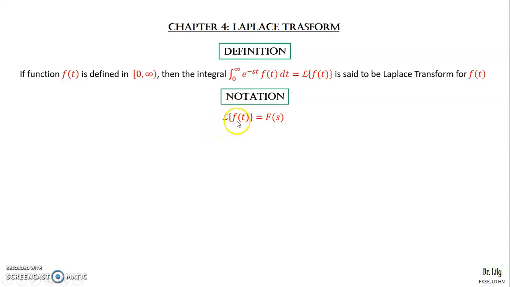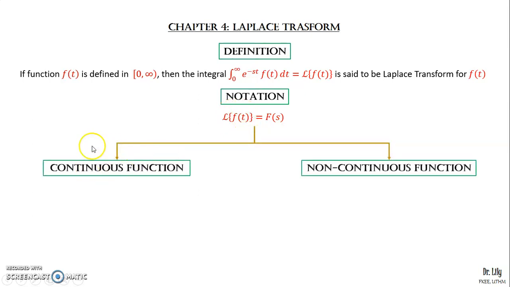Okay, and then kalau you perasan kat sini, kita ada t. Okay, untuk function yang kita nak transformkan, domain dia adalah dalam bentuk t, dalam bentuk second. Tapi dia punya output for the Laplace transform dalam bentuk domain s, which is frequency. Right? Okay, so kalau you tengok kat sini, f(t) kita dia ada dua. So dia boleh jadi either continuous function ataupun non-continuous function.